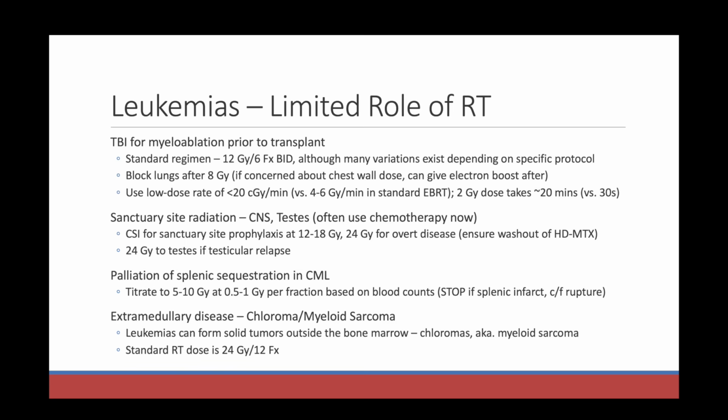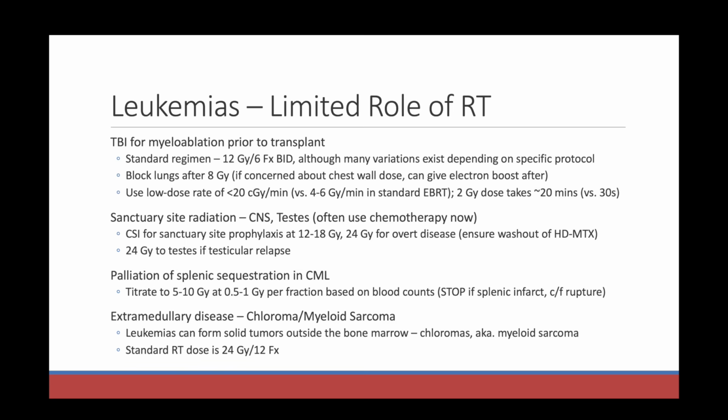You can consider radiating sanctuary sites. Nowadays, we often use chemotherapy, but you can do CSI for sanctuary site prophylaxis, so something like 12 to 18 gray CSI or 24 gray for overt disease, 24 gray to the testes if patients have leukemia with testicular relapse.